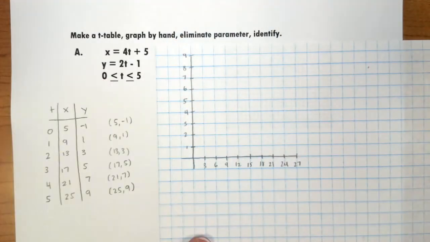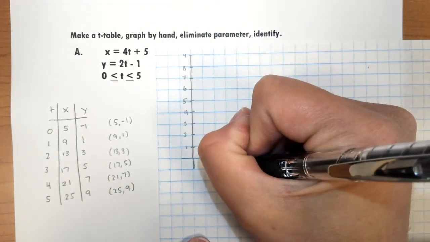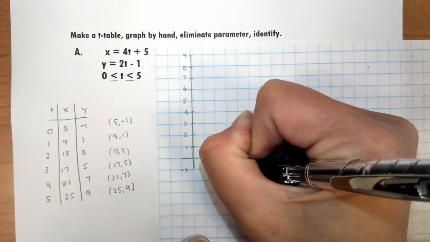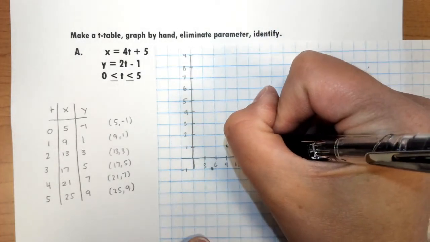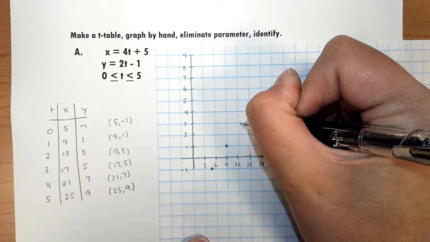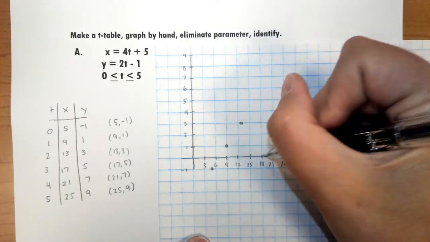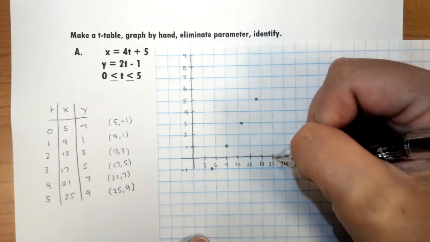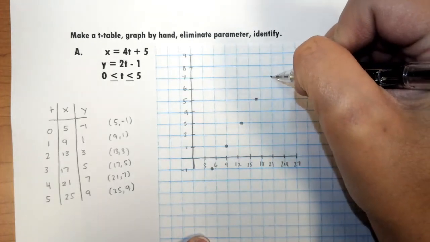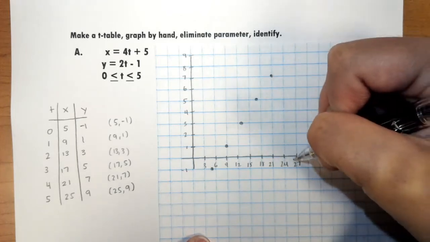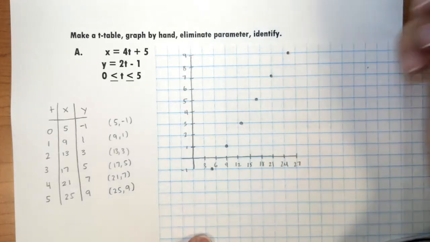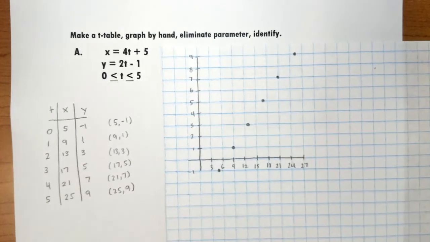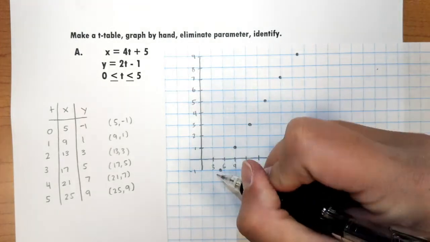Okay, and then I'm just going to plot those points. So, do your best. 5, -1 would be down here. 9, 1 would be here. 13, 3. 17, and 5. 21 and 7, 25 and 9. Okay, and hopefully we can see it. Ultimately, what we're graphing in this case is a straight line.